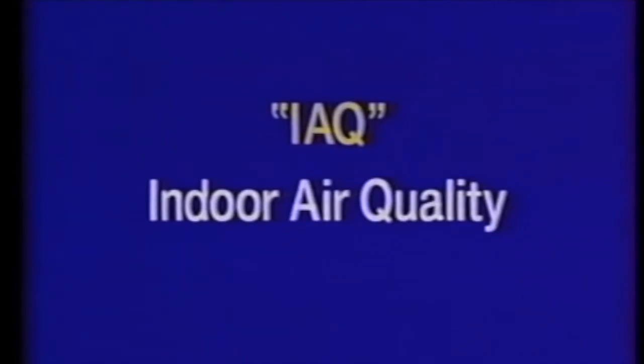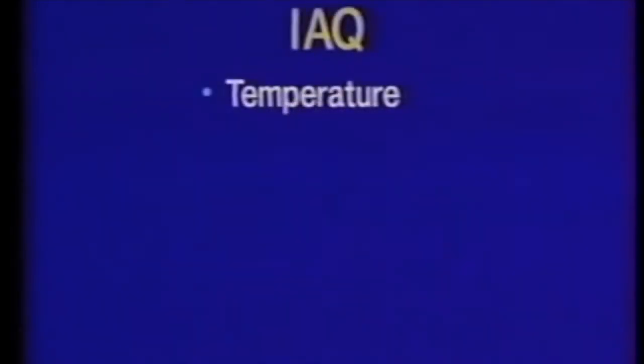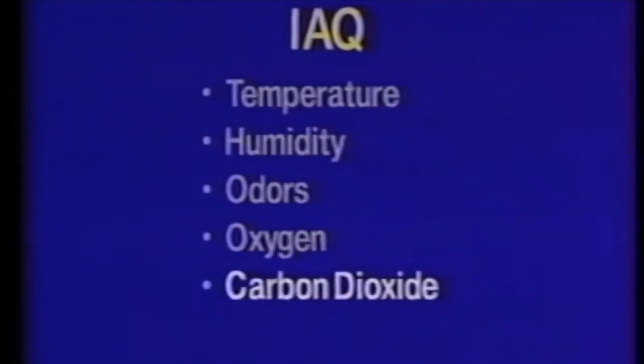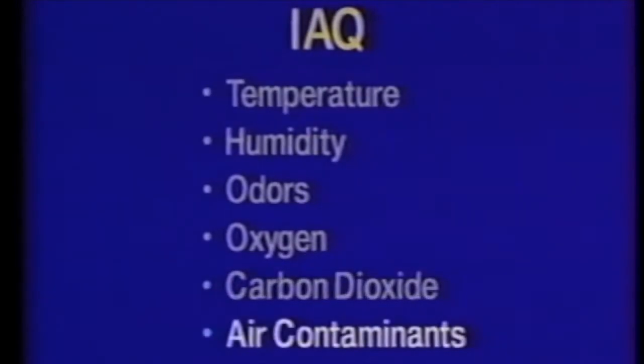IAQ is a popular term standing for indoor air quality. You've probably heard a lot about this in the recent past. When we talk about indoor air quality problems, we're talking about improper temperatures, high or low humidity, odors, oxygen depletion, carbon dioxide buildup, or high concentrations of other air contaminants in the workplace, such as tobacco smoke, biological agents like mold spores, or industrial chemicals.